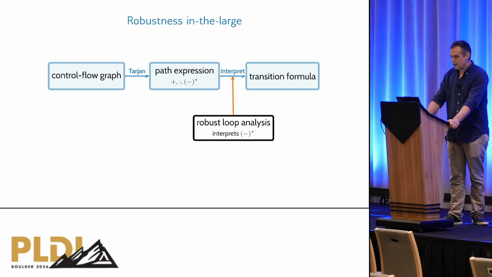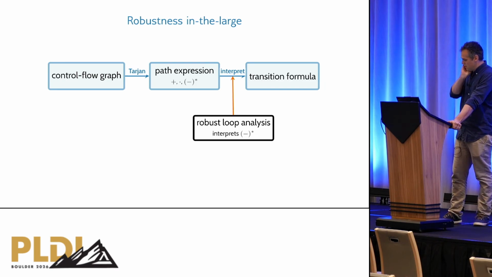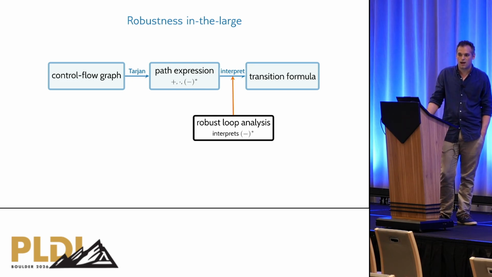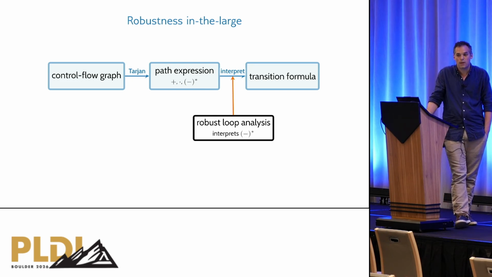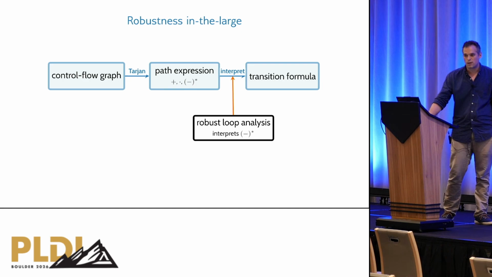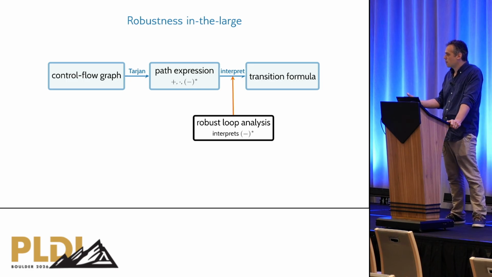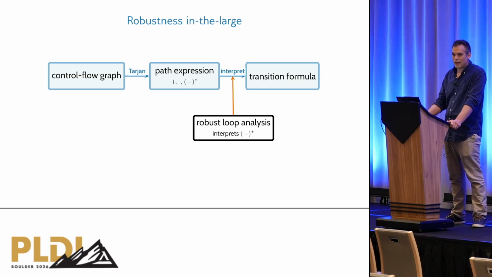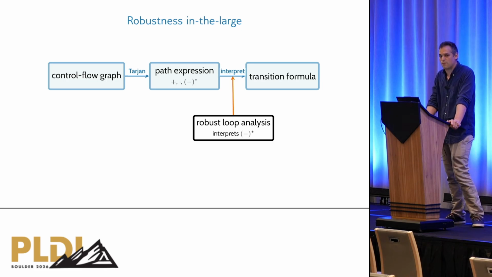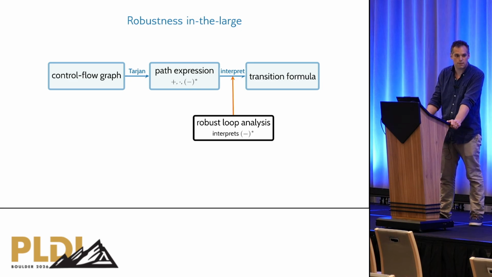All right, the last thing I want to talk about is sort of the end-to-end story here. So all of these analyses that I had on the previous slide were loop analyses. They apply to a single loop. And the way that we apply these to real programs is using the framework of algebraic program analysis. So the setup is that we take our control flow graph, we compute a regular expression that recognizes a set of paths of interest, and then we interpret that expression as a transition formula that over-approximates all the paths that are recognized by that expression.